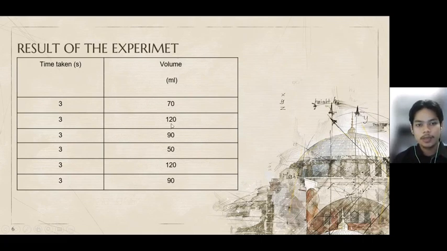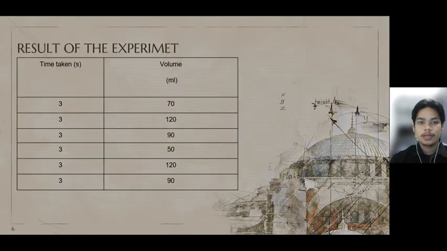Hole number 2 we get 120 milliliters. Hole number 3 we get 90 milliliters. Hole number 4 we get 50 milliliters. Hole number 5 we get 120 milliliters, and hole number 6 we get 90 milliliters.